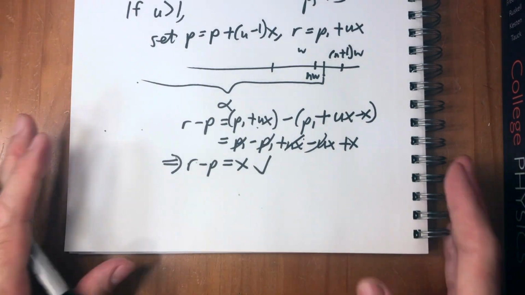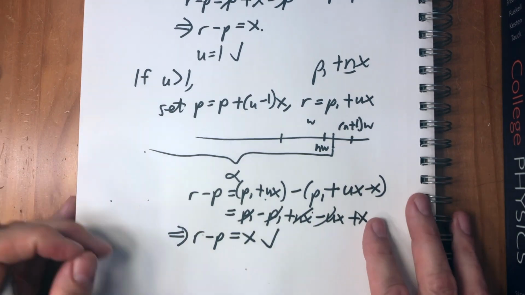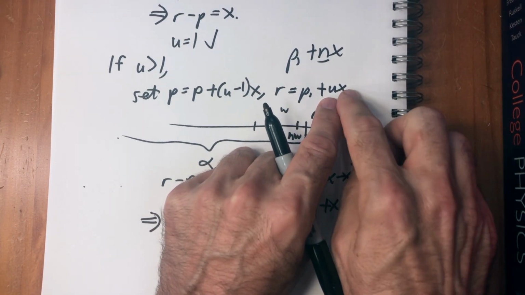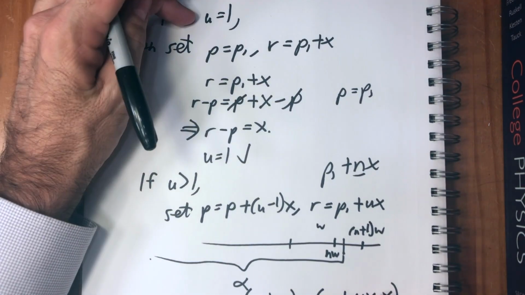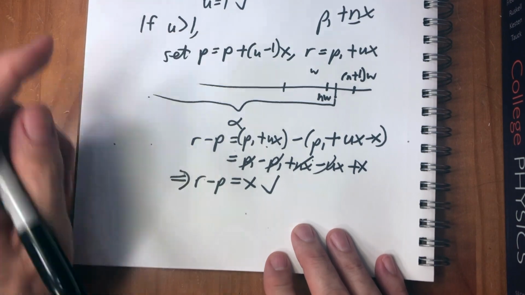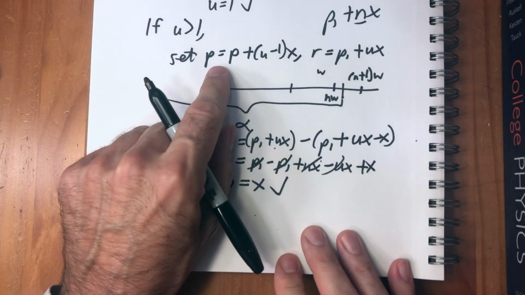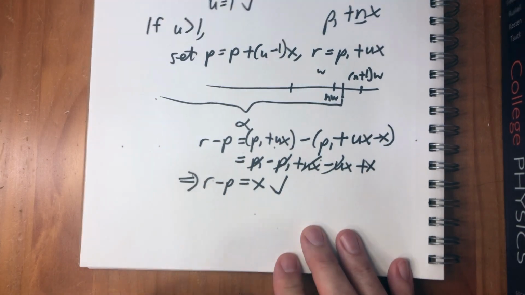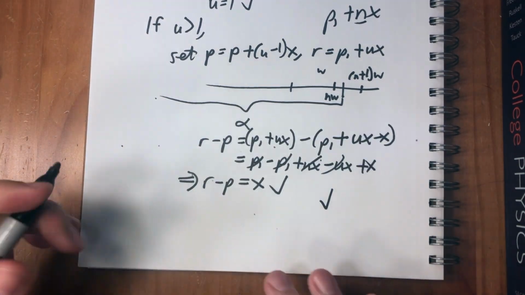So that's all we needed to know, because u is either going to be 1 or something bigger than 1. And we show that if u is 1, then r minus p is x. And if u is anything bigger than 1, then we can find an r and a p such that r minus p is x. That's the proof of lemma 132.